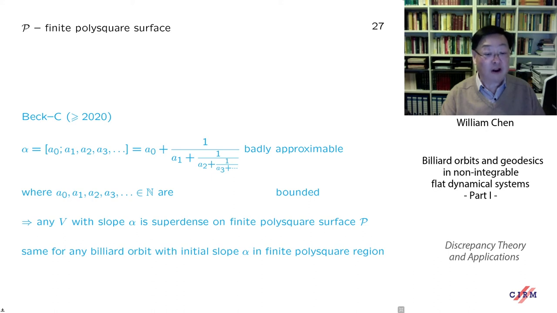And the same story for any billiard orbit with initial slope alpha in a finite polysquare region. This is to be checked very carefully again, because it is a very recent result. So maybe we shouldn't claim it at this point.